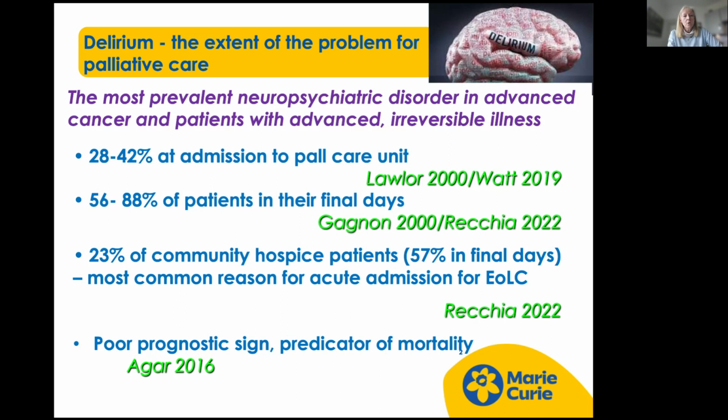The other thing that we know about delirium is that it's a very poor prognostic sign. Any patient who has delirium, immediately you're thinking that within the palliative care context, this is not a good sign. And patients who have one episode of delirium are very likely to have a recurrent episode of delirium, and recurrent delirium is an even worse predictor of mortality and poor prognostic sign.